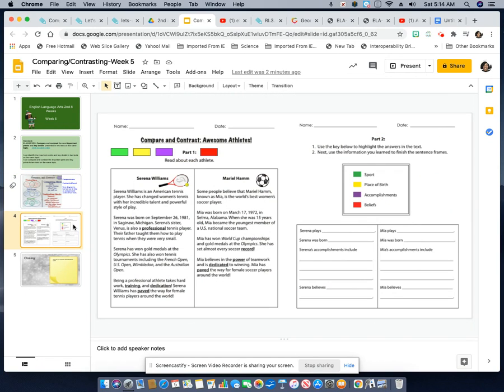So today I'm going to model how to compare and contrast two different texts. We're going to be reading two texts about awesome athletes. I think it's important that I explain what athletes are. Athletes are people who play and train for a particular sport. We're talking about Serena Williams and Mariel Ham. Repeat after me: Serena Williams and Mariel Ham.